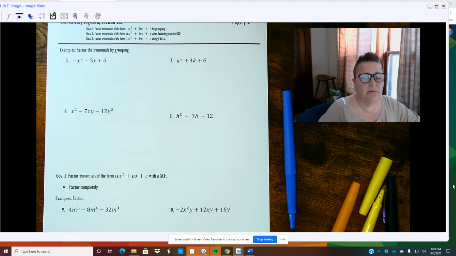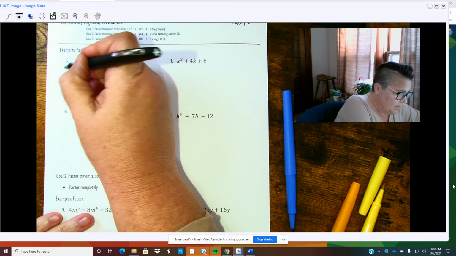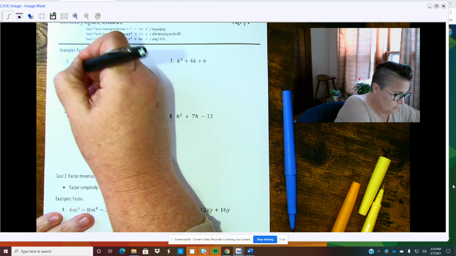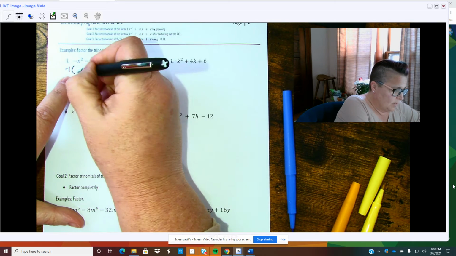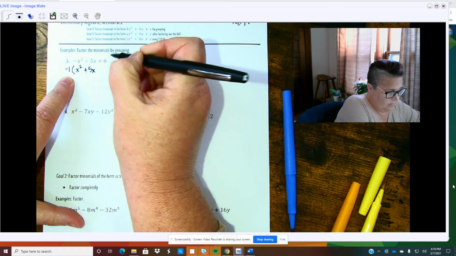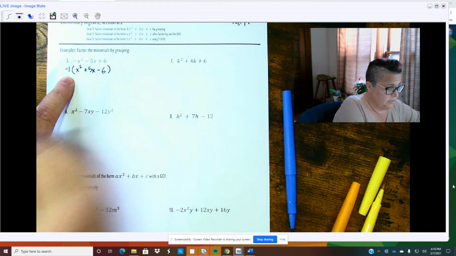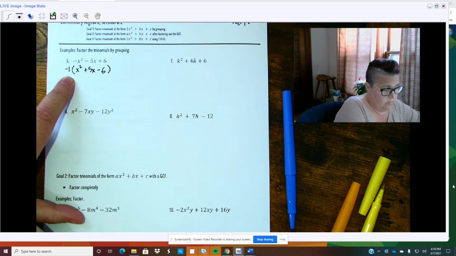Now, how do we want to do number 5? Ooh, number 5 has a leading coefficient. It's okay. We got a leading coefficient there. That is not a positive 1. But I can do something here. I can pull a negative 1 out. If I pull out a negative 1, then I'm left with x squared plus 5x minus 6, because all my signs are going to change, right?